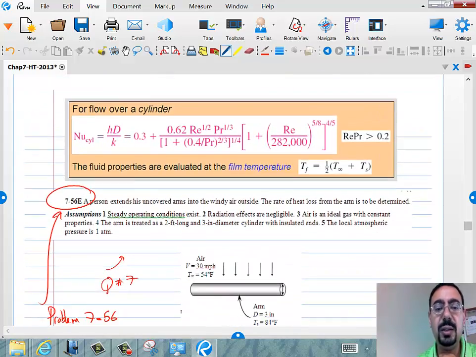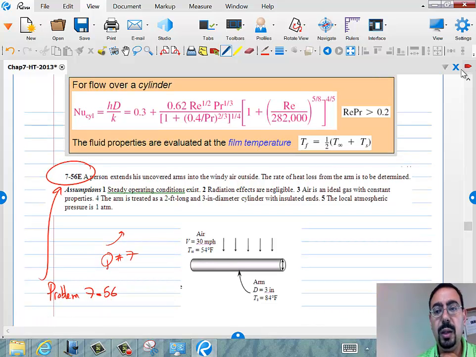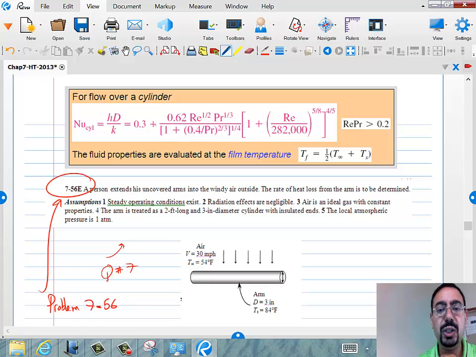Now for flow over a cylinder, here is the correlation, right? Almost like the other one, because they are essentially trying to transfer the fluid mechanics into heat transfer, you will always see a Reynolds number and you will always see a Prandtl number. It's just the constant will be different, the coefficient will be different, but it's exactly the same procedure. So see in this example, in the last 3 minutes we have, he said a person extends his uncovered arm in the wind and the rate of heat loss from his arm is to be determined. He would like to calculate the Q.